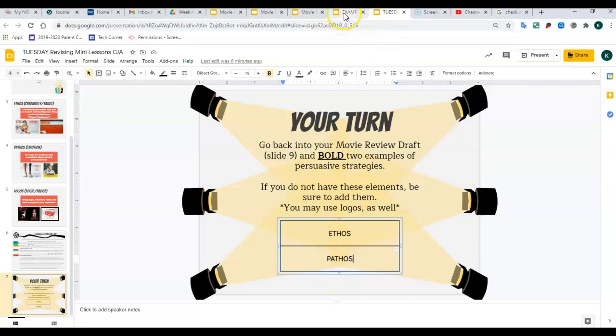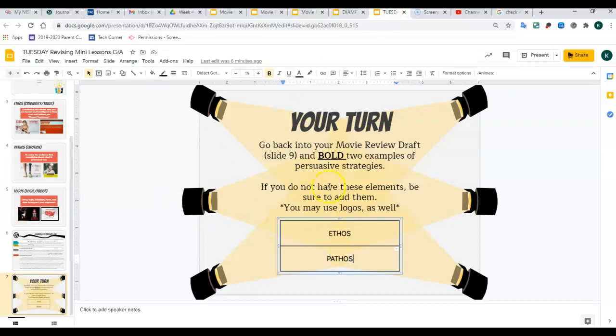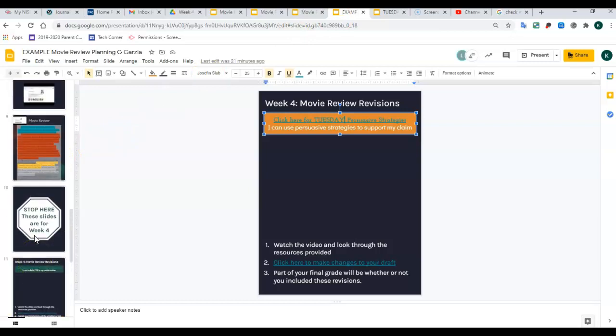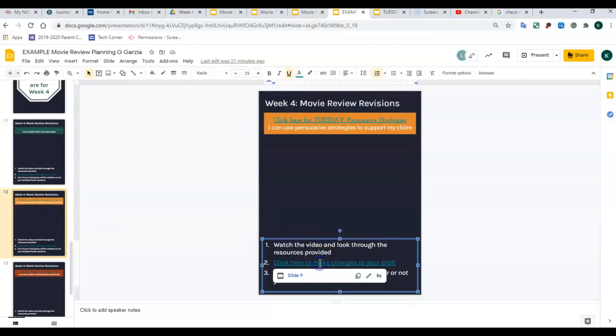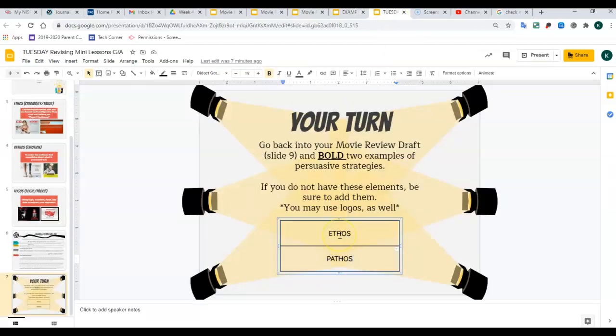Okay. So let's go back into our example and leave open the Tuesday mini lesson because we're going to have to reference this. Go back into our slides, and we're going to come on up here to our rough draft. Remember, you can click on this link and it'll take you straight to your rough draft. So we're looking at our rough draft, and we want to find examples of ethos and pathos. Let's focus on ethos first. Credibility and trust, and we're going to bold them.